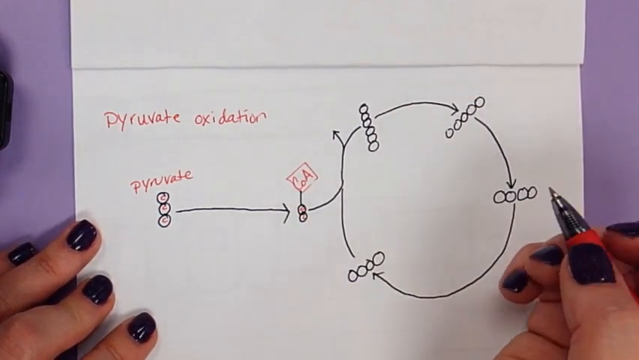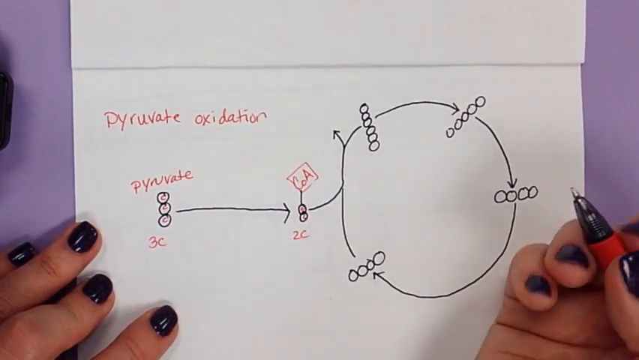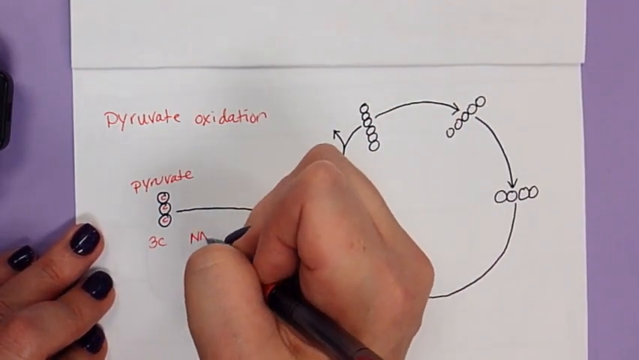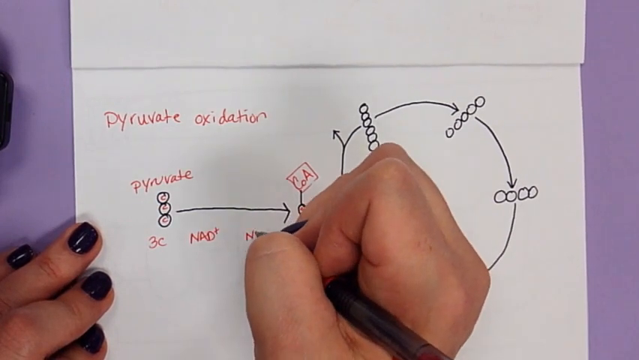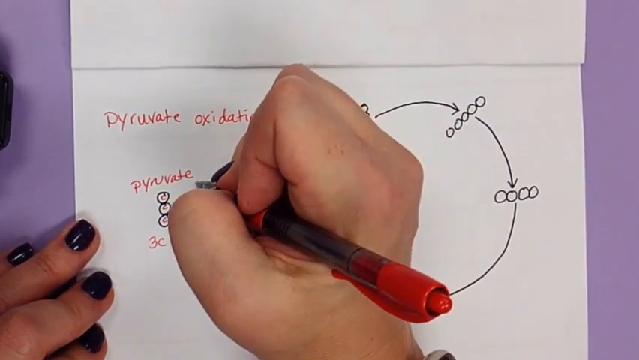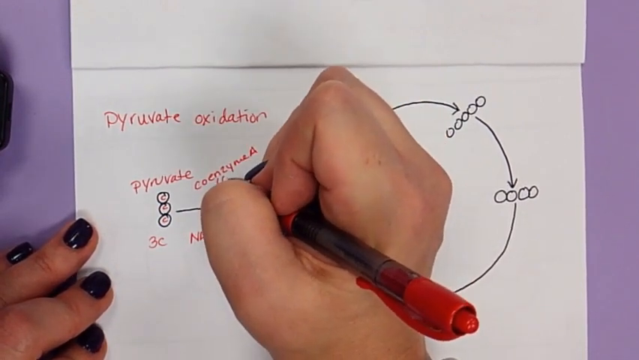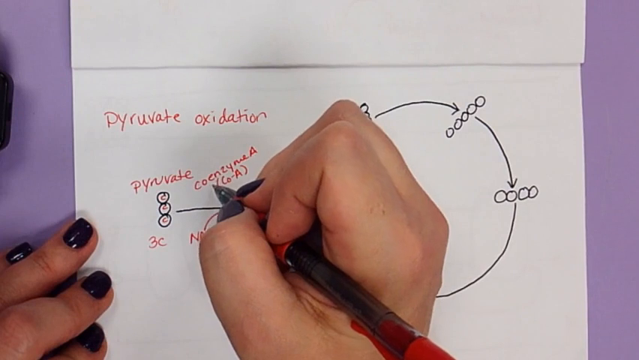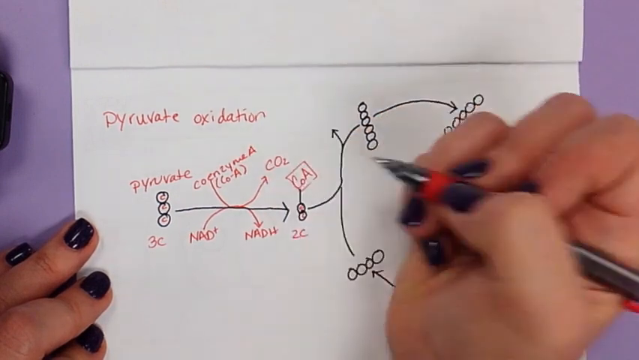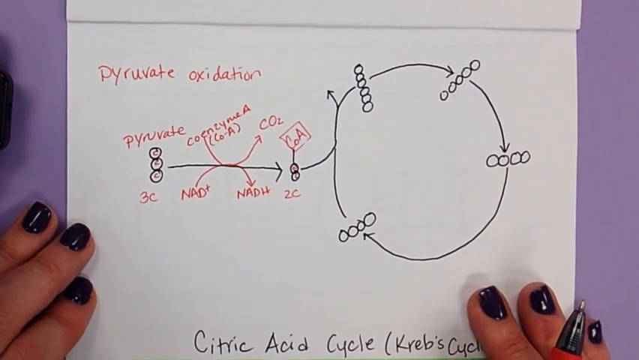So the first thing that we need to do, remember that we're going from a 3 carbon to a 2 carbon, is we need to take some electrons away. So we're going to have an NAD plus take 2 electrons and a hydrogen ion from the pyruvate. At the same time, coenzyme A or CoA is going to come in to the pyruvate and join with it, and we're going to release a carbon dioxide. So that's where our third carbon went.